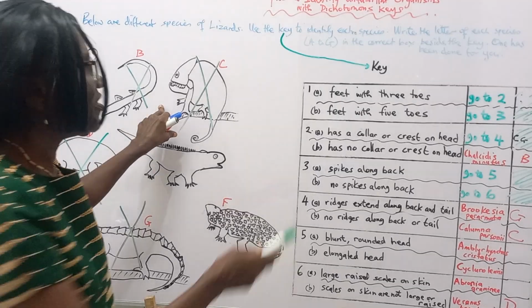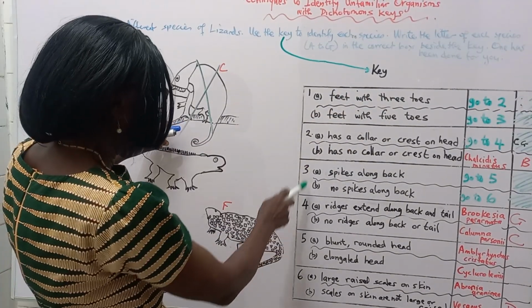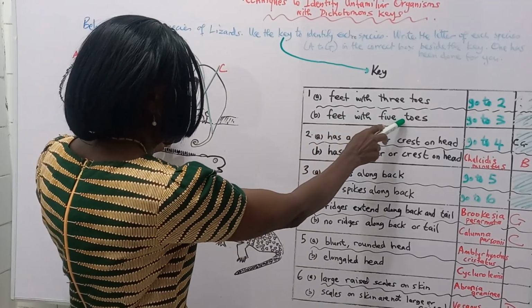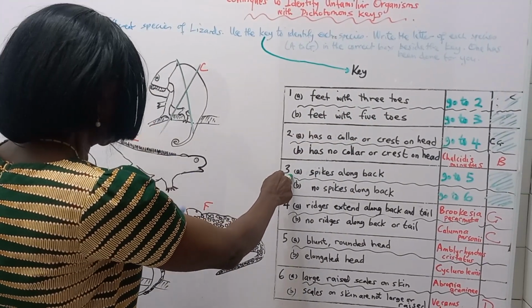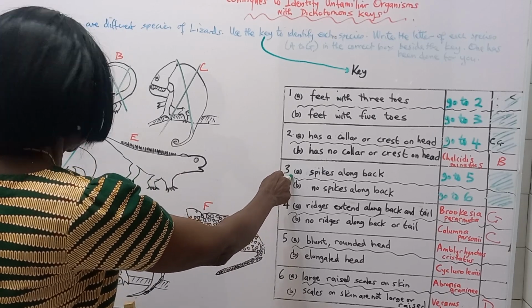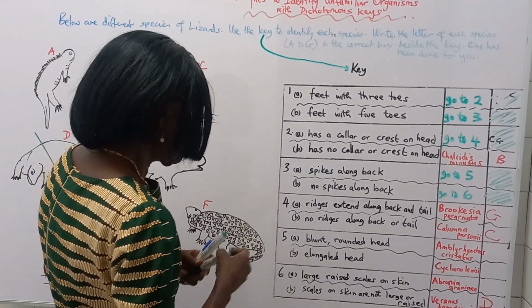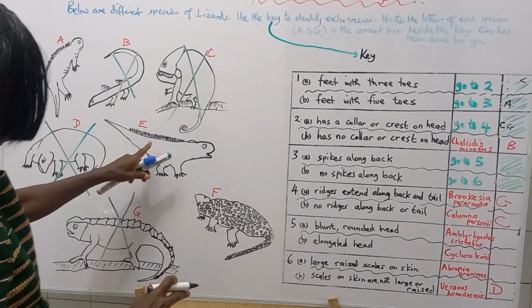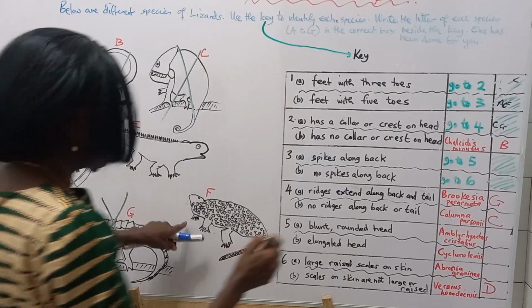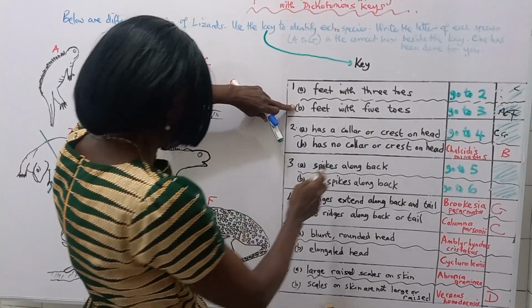So you see, we finished feet with 3 toes. All right. Now we come here, feet with 5 toes, and they tell us to go to 3. And feet with 5 toes, we have A, E, and F. So for our rough work, feet with 5 toes, here we have A, here we have E, and we have F. And feet with 5 toes, we are supposed to go to 3 here.